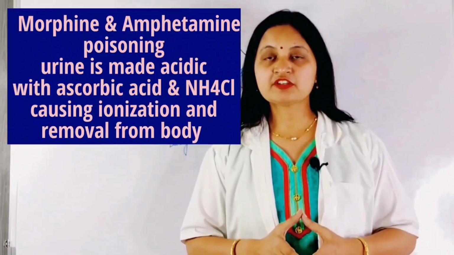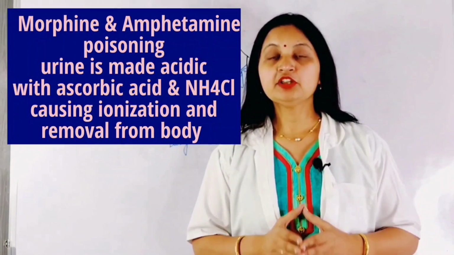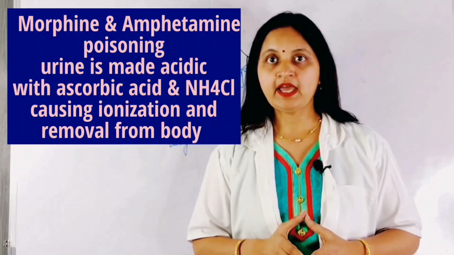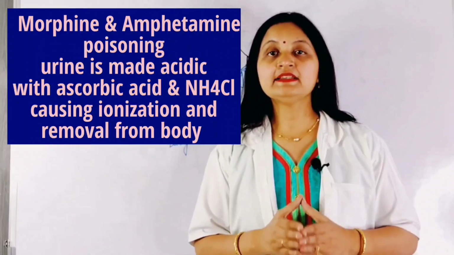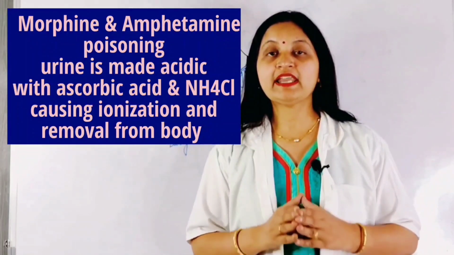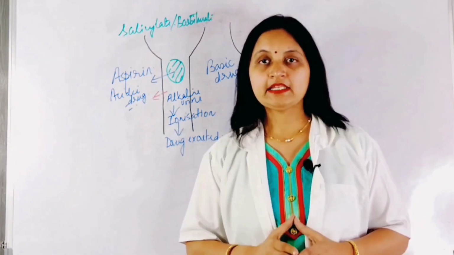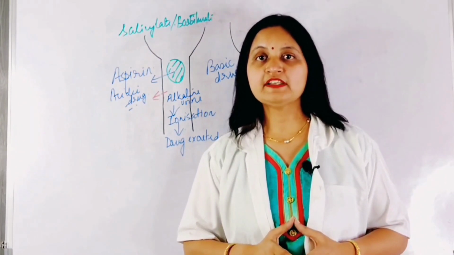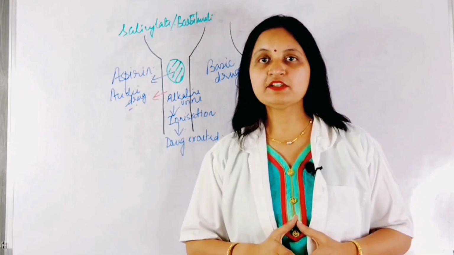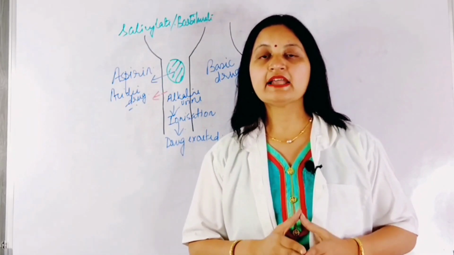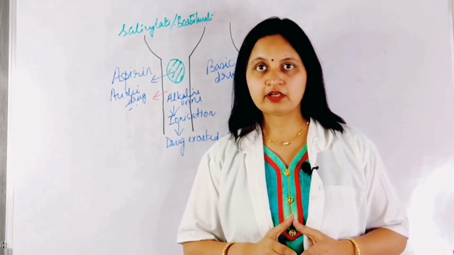Similarly, for basic drugs such as morphine and amphetamine, the urine is made more acidic in presence of ammonium chloride and ascorbic acid, and this increases the ionization and enhances the excretion of drug through the tubular lumen. In case of acidic drugs, the urine is made more alkaline in presence of sodium bicarbonate and sodium citrate, and this enhances the excretion of acidic drugs.